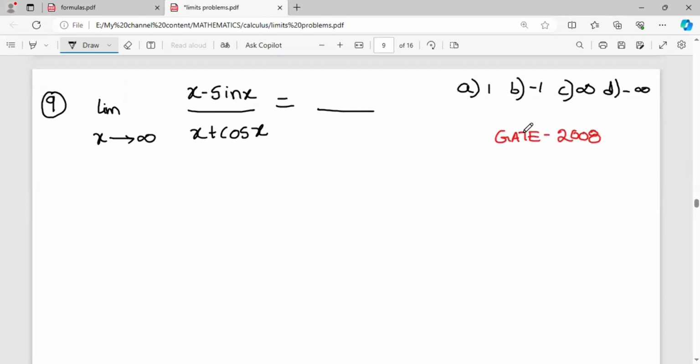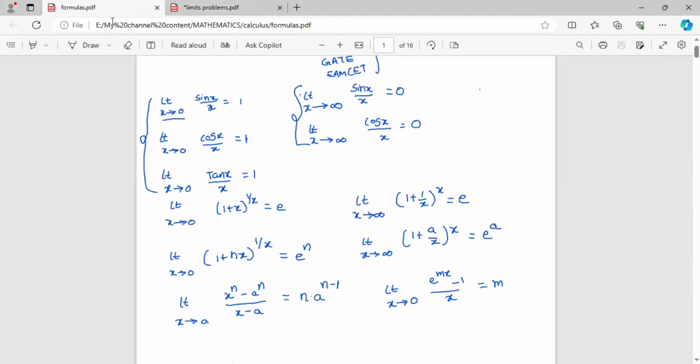Next, one more question. Limit x tends to infinity, (x - sin x)/(x + cos x). It was asked in 2008. For that you can convert it again. Limit x tends to infinity, sin x by x. If you observe, limit x tends to infinity, sin x by x equals 0. Limit x tends to infinity, cos x by x equals 0.